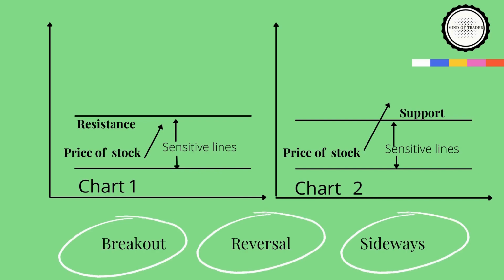See, in chart 1, when the price of a stock has not reached the sensitive line, the sensitive line is behaving as a resistance. However, in chart number 2, when the price of the stock has given a breakout, the same resistance has become support. So what do I mean by that? A resistance can convert into support and support can convert into resistance.